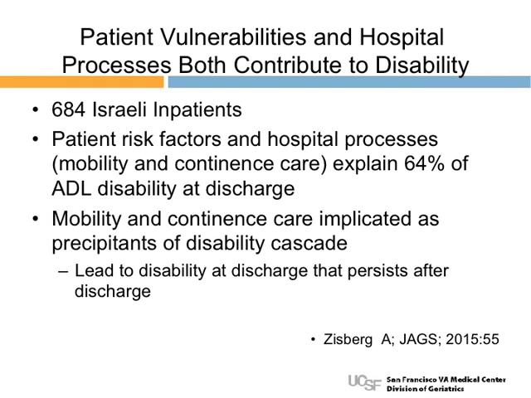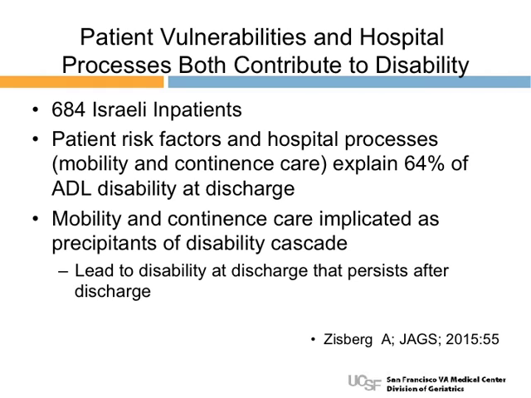In her work, mobility and continence care were implicated as key precipitants of the disability cascade. So patients who were immobile and patients who had urine catheters during the hospitalization were at highest risk for hospital-acquired disability. And this led to disability at discharge that often persisted after discharge.